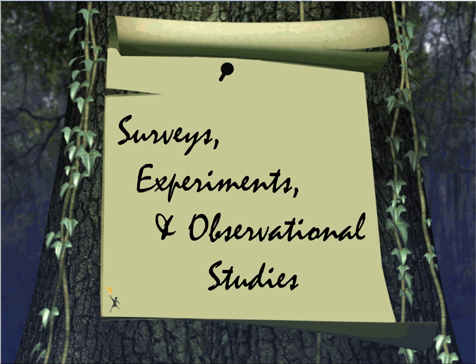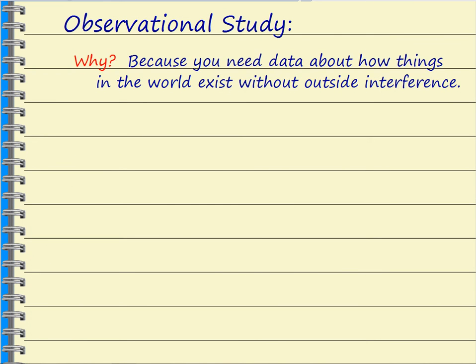So let's talk about surveys, experiments, and observational studies. We're going to start with an observational study. An observational study is used because people need data about how things in the world exist or function without outside interference. And that's a huge part of observational study, without interference.